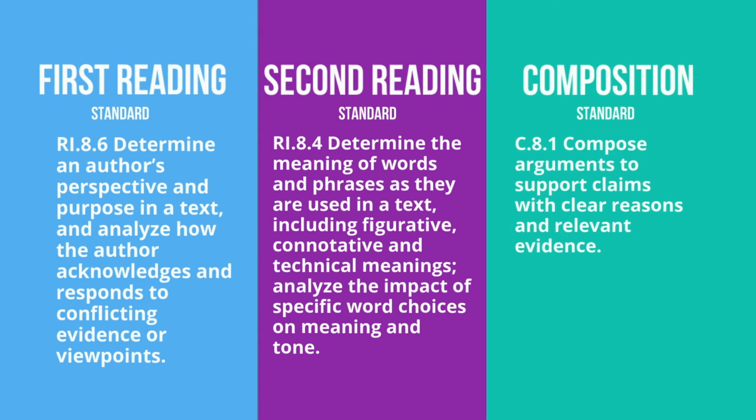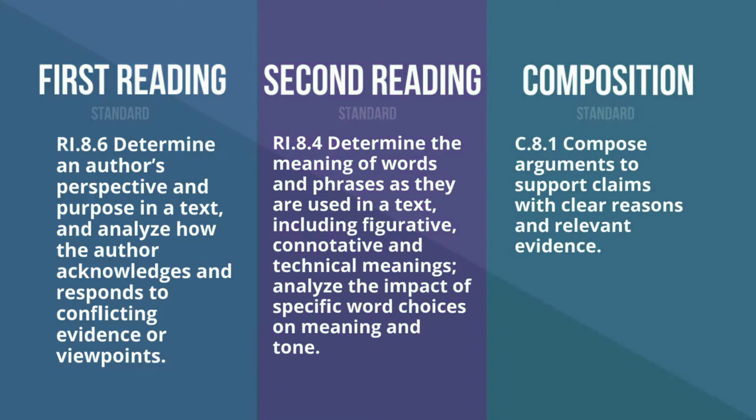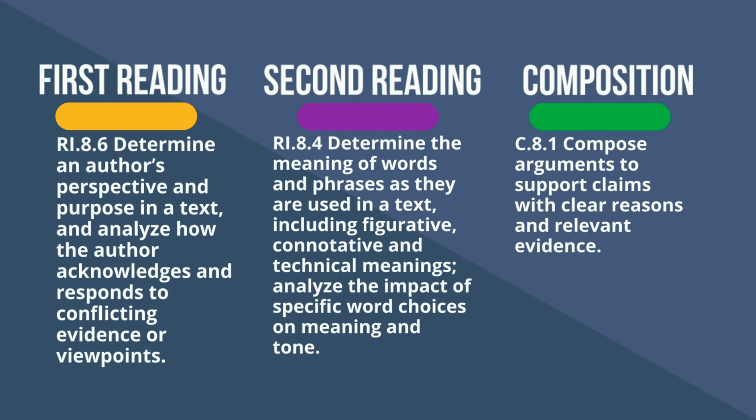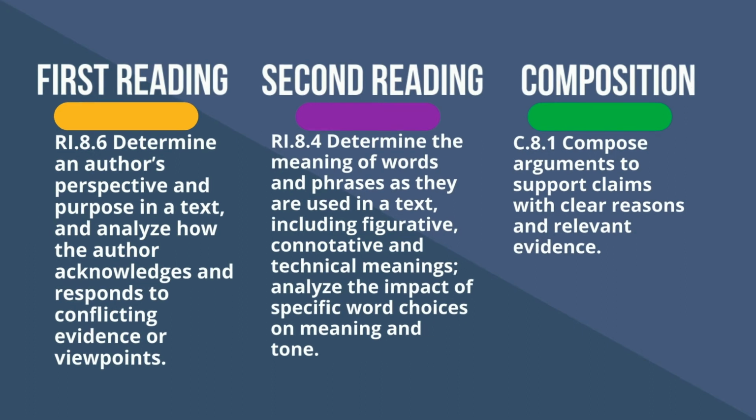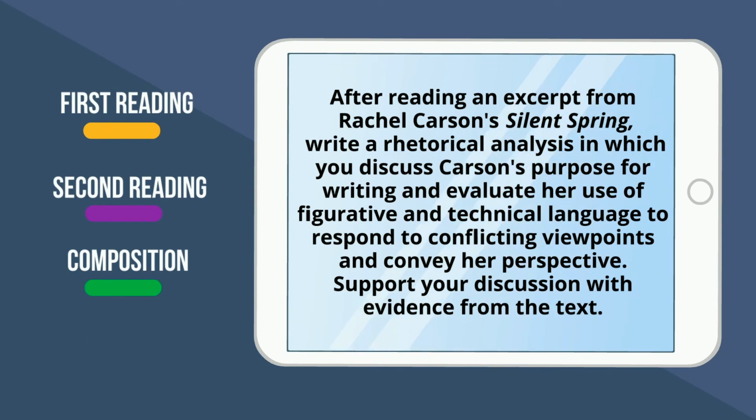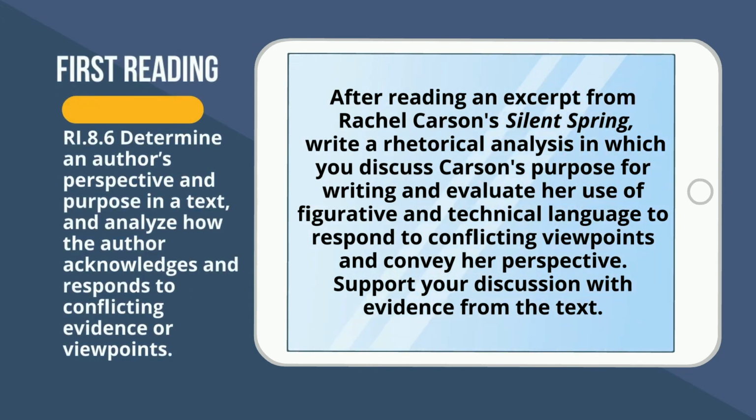To help us see how each standard is represented in the prompt, let's give each standard a color. Now, let's look for evidence of each standard in the prompt itself. We should be able to see exact or paraphrased language directly from the standard embedded in the prompt. Let's start with the first reading standard, RI.8.6. The disciplinary content this standard supports is determining purpose and perspective, and how an author acknowledges and responds to conflicting points of view.